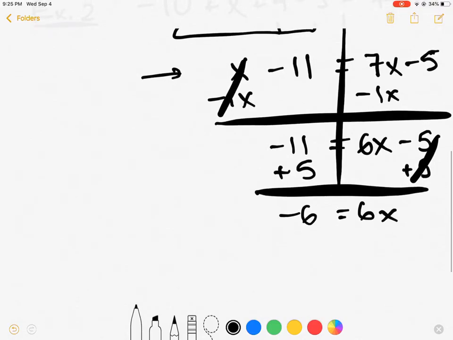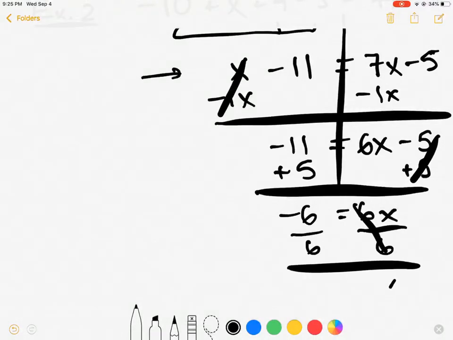From there we can solve for x by dividing by our coefficient of 6 on both sides. Finally you've got x on the right. On the left side of the equation, negative 6 divided by 6 gives you negative 1 as your solution. So x should be equal to negative 1 for example 2.